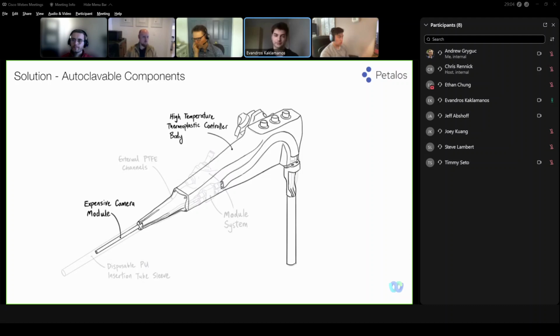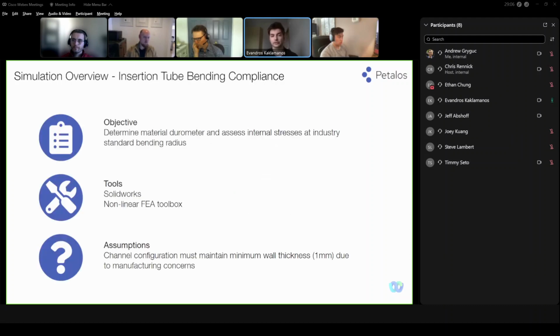Gasket performance. The objective of the insertion tube simulation was to measure bending radius compliance with industry standards. In our case, we needed to maintain a minimum bend diameter of 120 millimeters. We performed these simulations in SOLIDWORKS with a nonlinear FEA toolbox. This workflow allowed us to simulate and perform design changes all with one software.